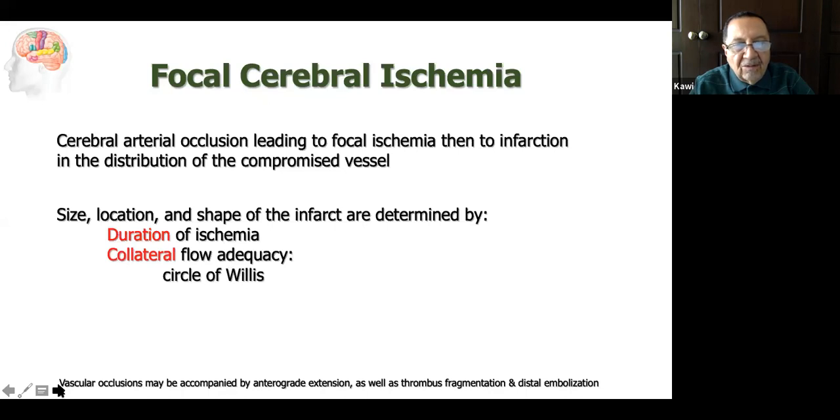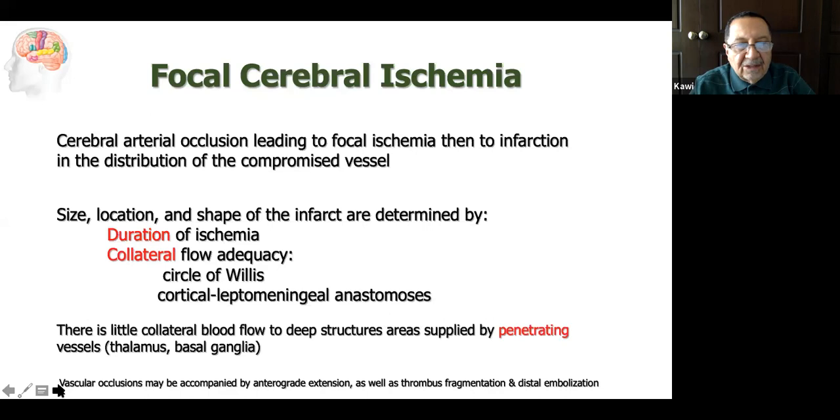Of course, the collateral flow can happen at the level of the circle of Willis, at the base of the brain, or the cortical leptomeningeal anastomosis. There is little collateral flow in the deep structures. That's why these structures are supplied by penetrating vessels, and we will see their appearance. In particular, the thalamus and the basal ganglia, the infarction in these structures happens immediately, and it does not allow time for collateral flow to compensate.